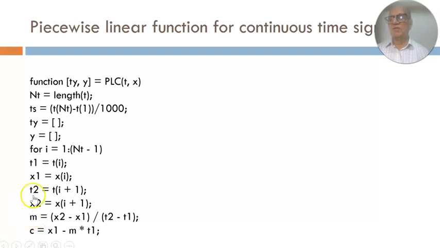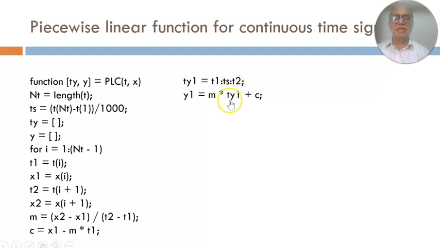calculate the slope, because once you know 2 points on the straight line, you can calculate the slope and you can calculate the intercept. Then you calculate the time array for that particular segment. So that segment starts from t1, that was obtained here, and then time increment of ts, sampling time ts, and goes up to t2.